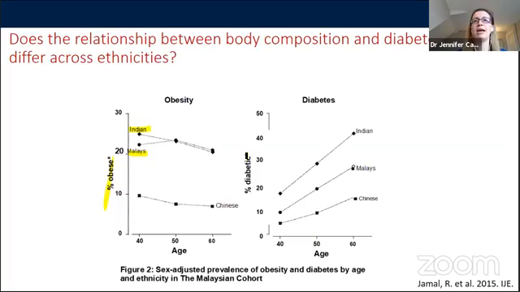But when you look at the right-hand panel, which is the percentage of participants that were diabetic, the prevalence in the Indian subpopulation was nearly double that of the Malays at every age. So by the time we got to age 80, about 20% of the Malays had been diagnosed with diabetes, and this was nearly 40% in the Indian subpopulation when they had similar levels of obesity. So this really made us want to understand in more detail what's the potential relationship between obesity and disease across these different ethnic groups.